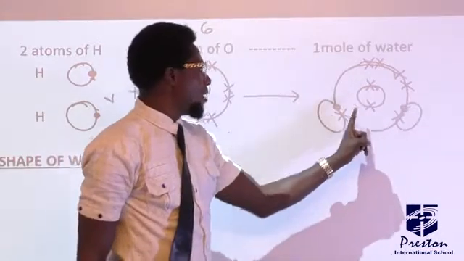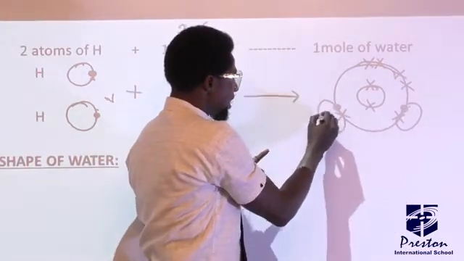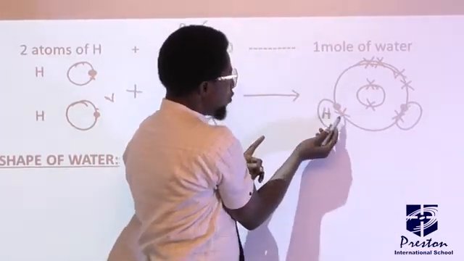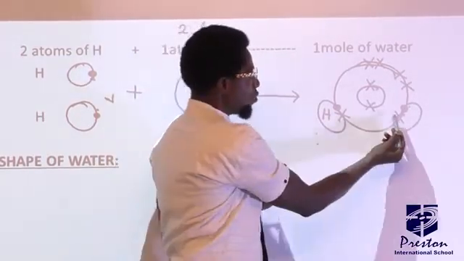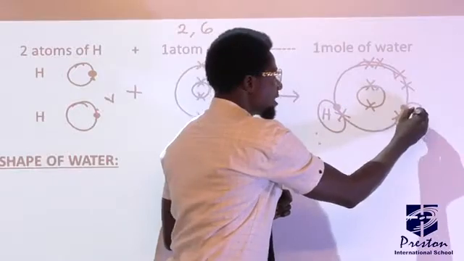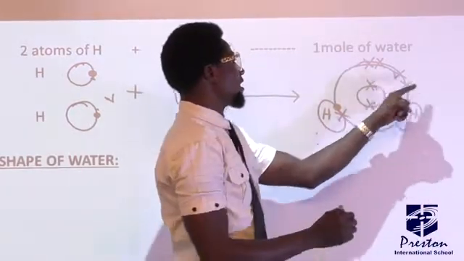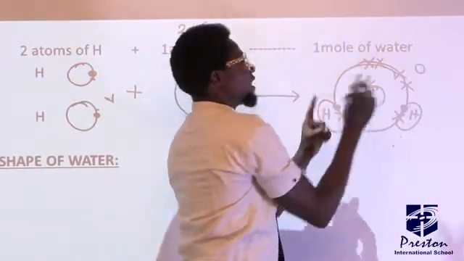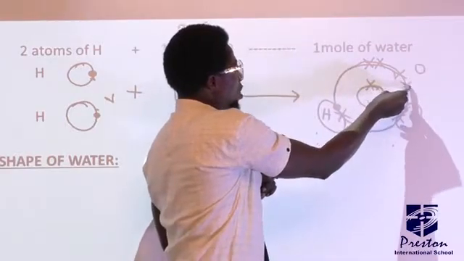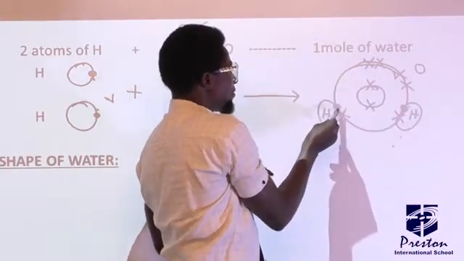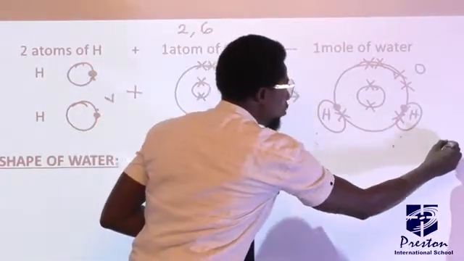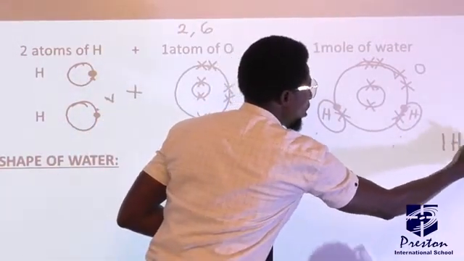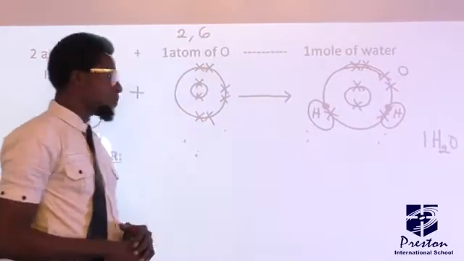If you count the number of electrons for hydrogen here, you now have 1, 2. It means hydrogen has obeyed the duplet rule. Stable. That hydrogen has obeyed the duplet rule. But in the case of oxygen, oxygen needs 8 electrons. So let's count. 1, 2, 3, 4, 5, 6, 7, 8. From there, it means that the water molecule has been formed. So this is 1 molecule of water.